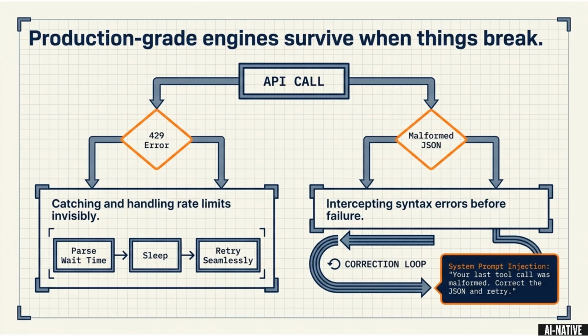On the unhappy path, production-grade engines must survive when things break. If an API throws a 429 rate limit error, the harness seamlessly catches it, parses the wait time, sleeps, and retries. If the model fumbles and outputs malformed JSON, the harness intercepts the syntax error before failure and feeds it back into a correction loop, telling the model to fix the JSON and retry.